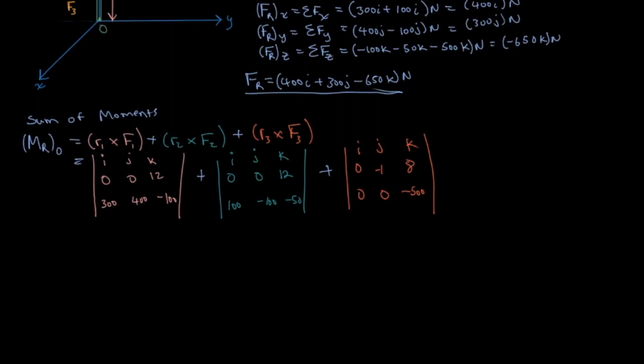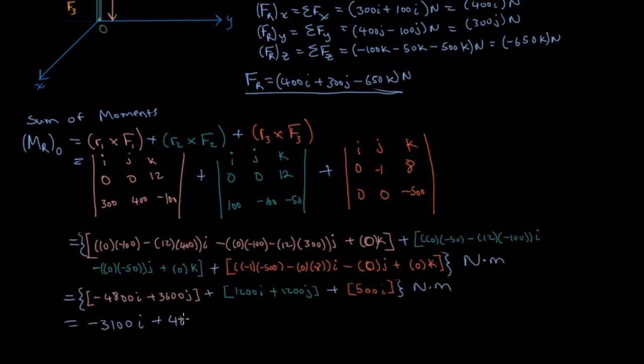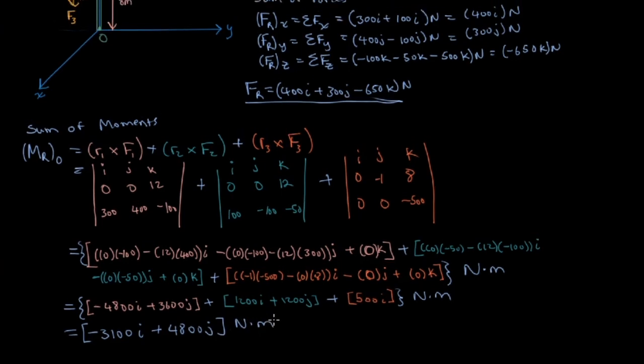Which would give us the following. So our final answer would be this right here, negative 3100i plus 4800j, in Newton meters. Okay, so that would be our final answer there.